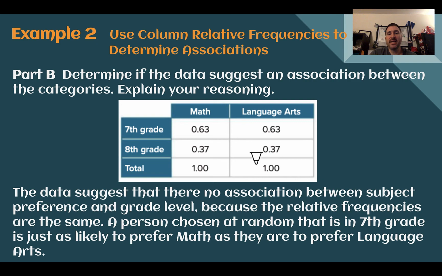This data suggests, again, there's no association in our column frequencies since we have the same ratio in each. So if I were to choose a random 7th grader, 0.63 compared to 0.63, they're going to be the same. No association. 8th grade, 0.37 to 0.37, they're the same. They're just as likely to prefer math as they are to prefer language arts.